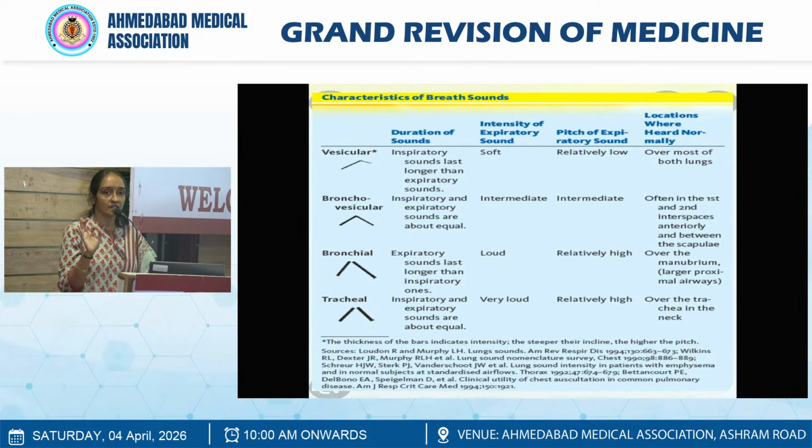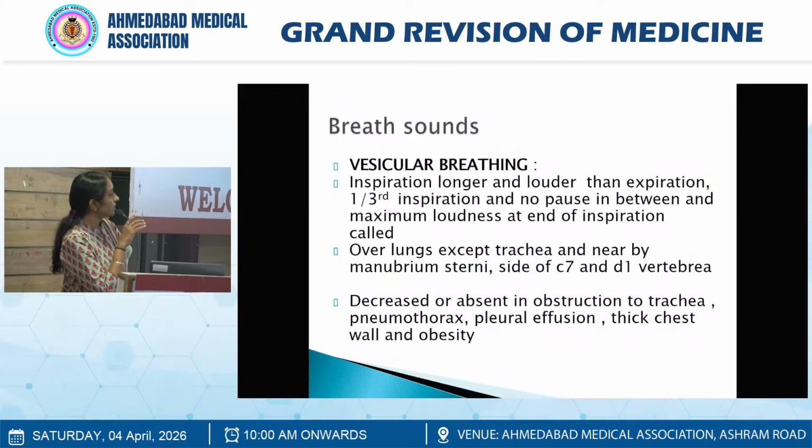Just do one thing: take a stethoscope, put it on your lung area, auscultate in a calm environment, and then put the stethoscope on the trachea and auscultate. This is vesicular, this is bronchial, you will know. But if bronchial breathing comes in the lung area, then it is pathological. So vesicular breathing I have already described.